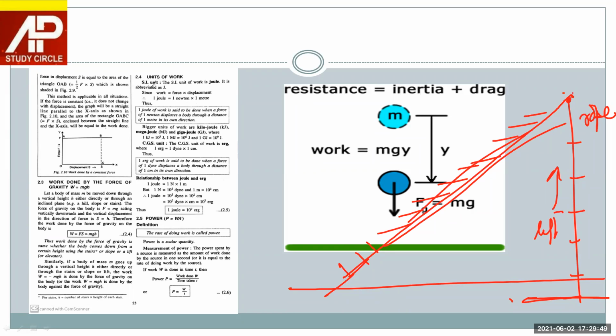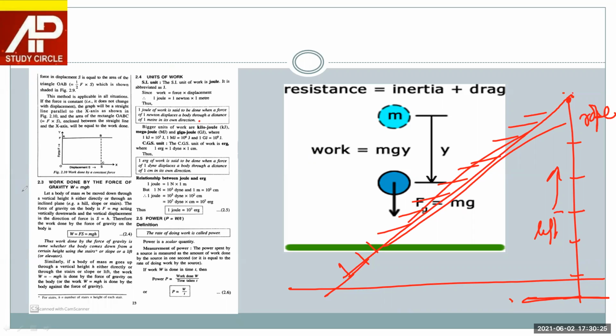Units of work are the same as that of energy. So work is force into displacement. If one Newton force is applied to displace a body by 1 meter in its own direction, the work done is said to be 1 joule. Work is said to be done when a force of 1 newton displaces a body through a distance of 1 meter in its own direction. Hindi mein samajhiye, ek Newton ka force lagaya aur usne body ko 1 meter displace kiya, 1 joule ka work done ho gaya.